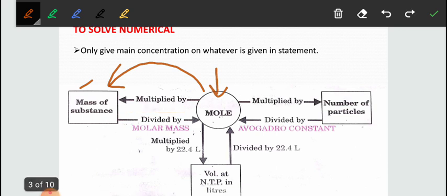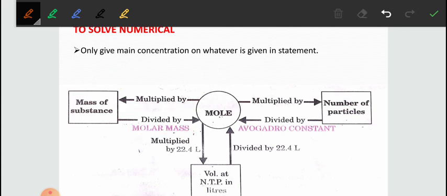If you want to go from mole to mass, you need to multiply by the molar mass. And again, if mass is given and you want to convert it into mole, you again have to follow this arrow. You divide by the molar mass, and you will easily find the moles.